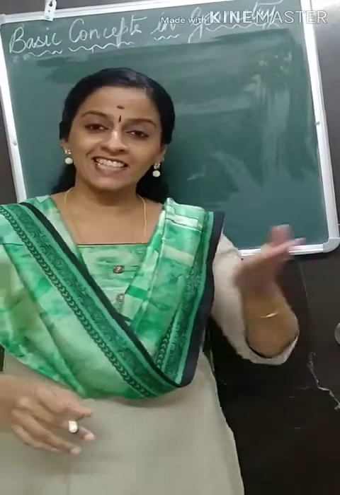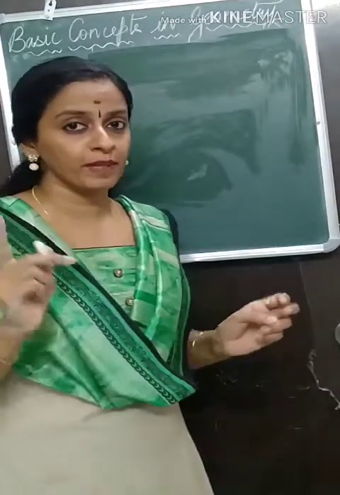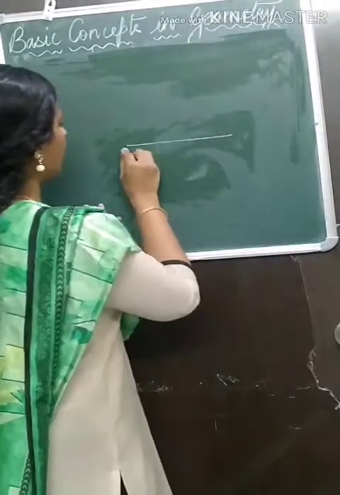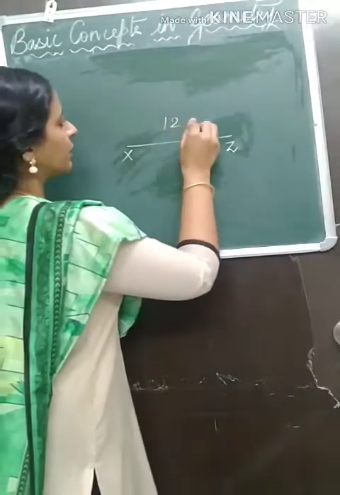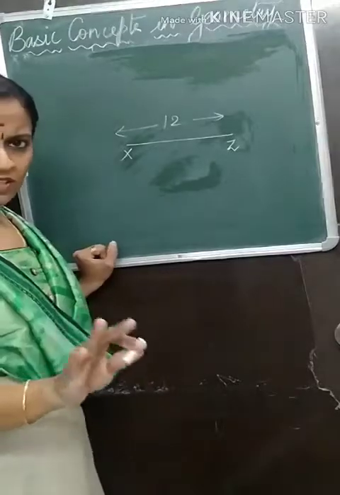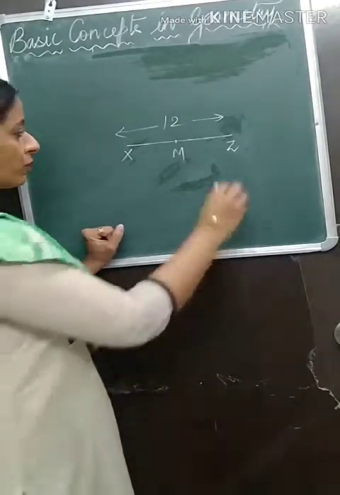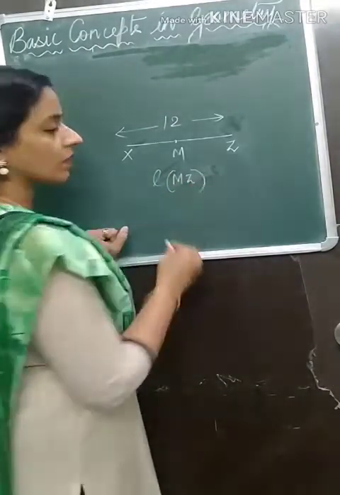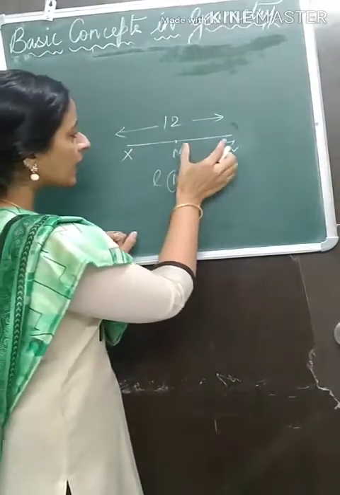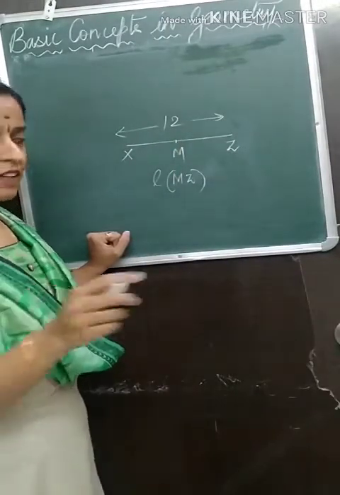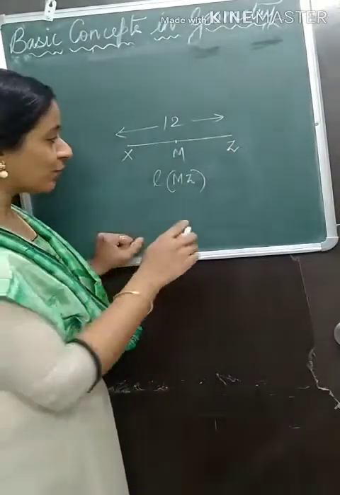Let us recap the two sums which we did, the second and the third sum. Now I will ask you, you have to give me the answer. If I have a segment, let the segment be XZ. If the length of this segment is 12 units, and M is the midpoint of XZ, what will be the length of MZ? The whole segment XZ is 12. How much will be MZ? I am asking you one part.